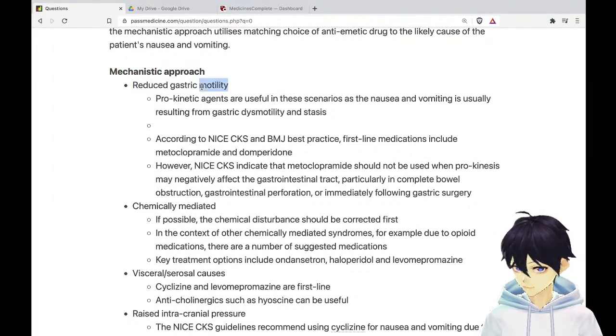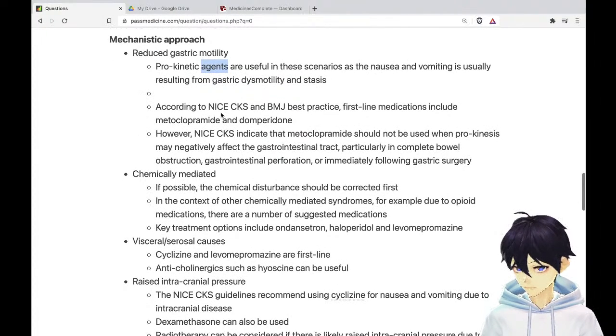For reduced gastric motility, you want to give prokinetic agents, as they are useful in these scenarios, as the nausea and vomiting is usually resulting from gastric dysmotility and stasis. According to NICE CKS and BMJ Best Practice, first-line medications include metoclopramide and domperidone. These are D2 antagonists.